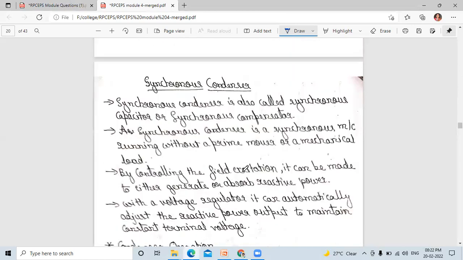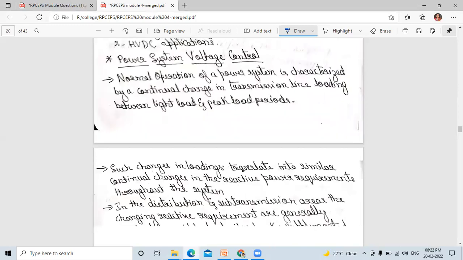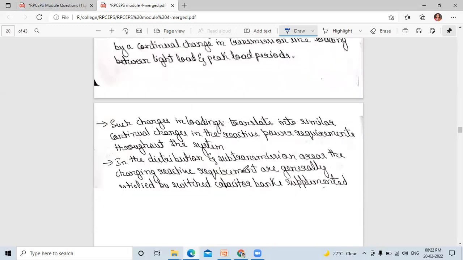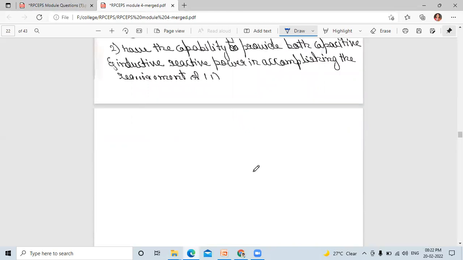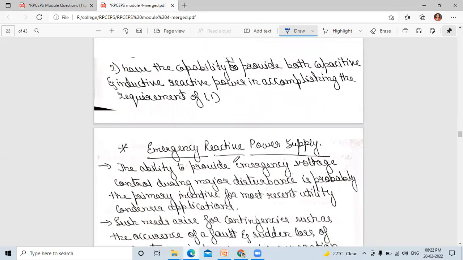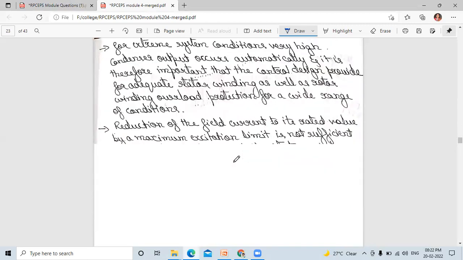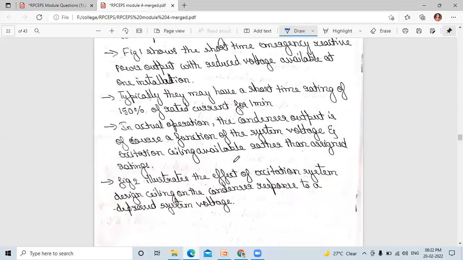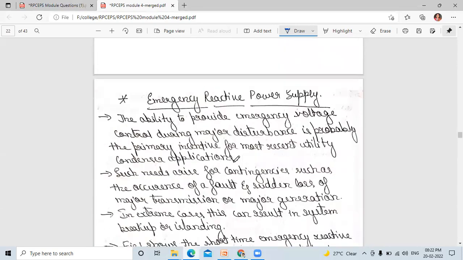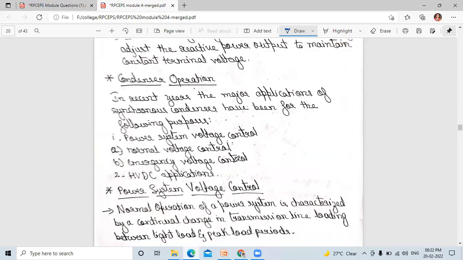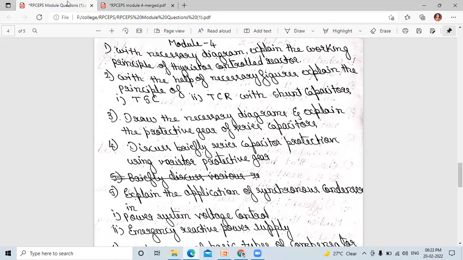In synchronous condenser, you will get, that is protective gear. Emergency reactive power supply, they have asked. Emergency reactive power supply and also power system voltage control. You can observe the question number is: explain the application of synchronous condenser, power system voltage control, emergency reactive power supply.